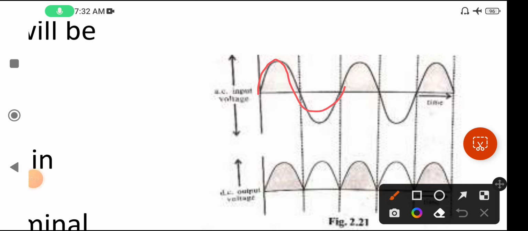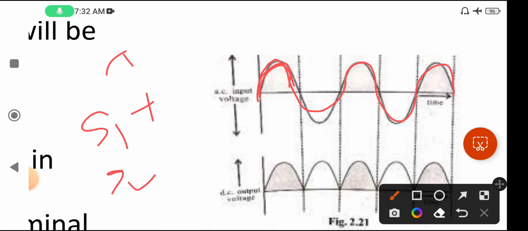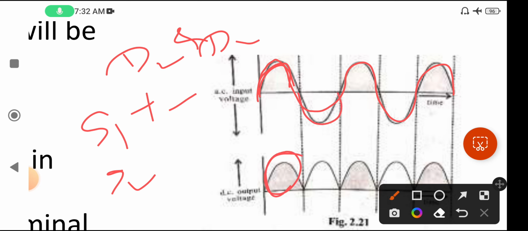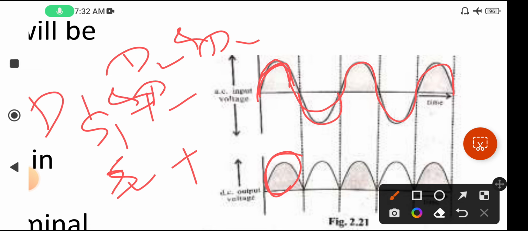Suppose this is the AC input voltage. When it is a positive half cycle, then we know that S1 is positive and S2 is negative. Then which diodes conduct? D2 and D4 conduct. So it is because of D2 and D4. And next, during the negative half cycle, S1 is negative and S2 is positive, and then D1 and D3 conduct. When D1 and D3 conduct, we get this waveform as output.